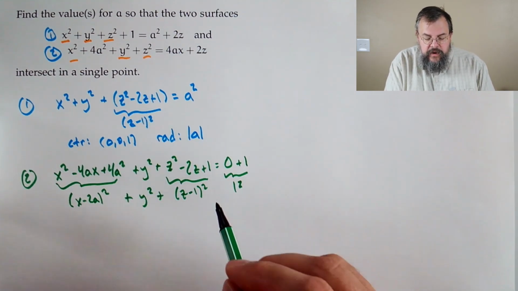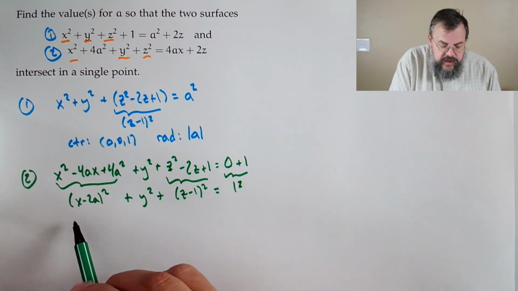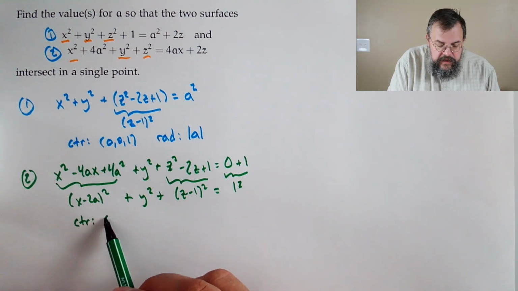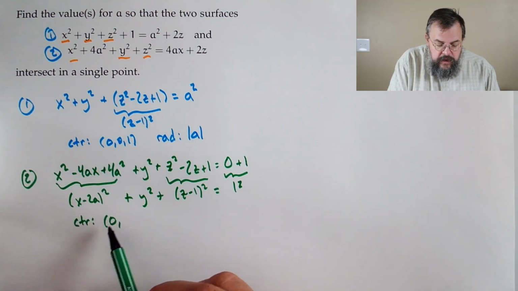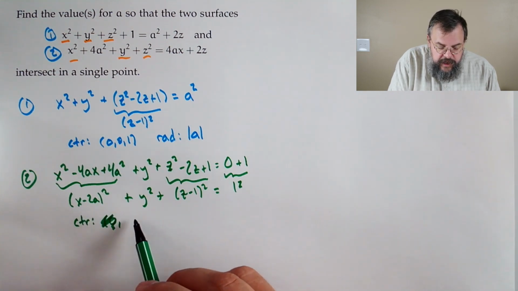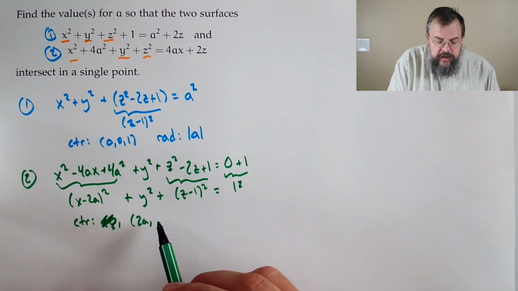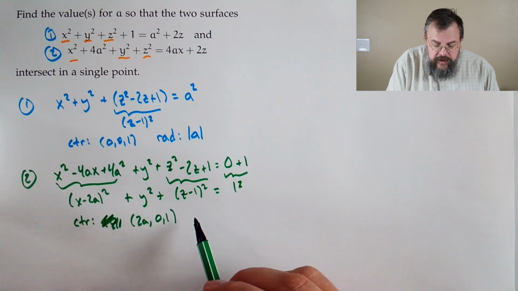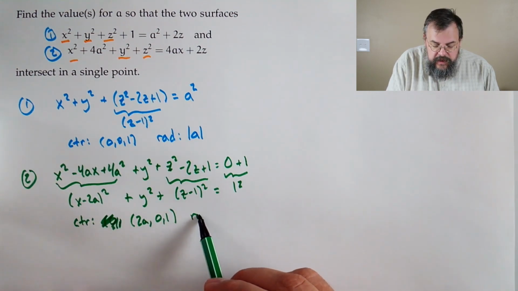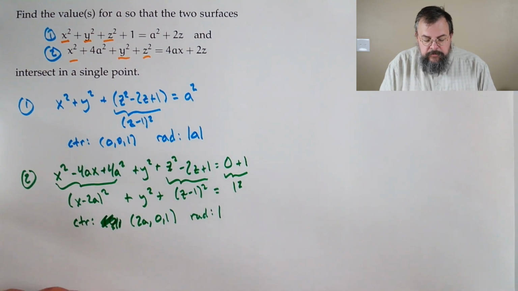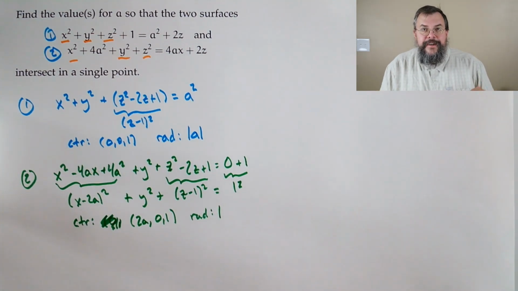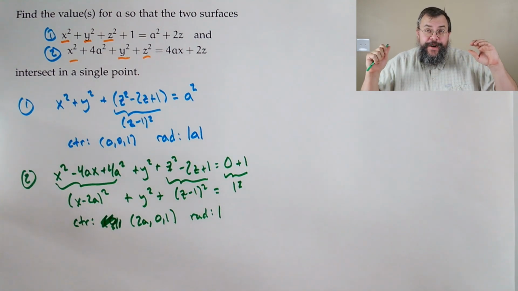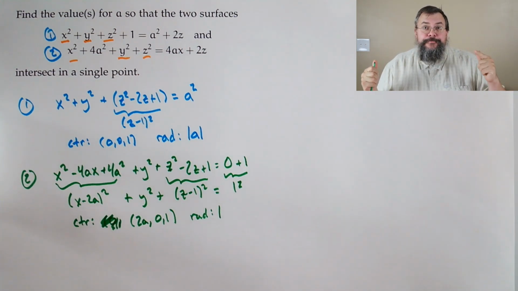Okay, so now we see it. Our center is where? Well, it's at 0. Whoops, not 0. 2a. 2a, 0, 1. There we go. And over here, our radius is 1. Good. Now, so far we've figured out our center and radius of our two spheres.